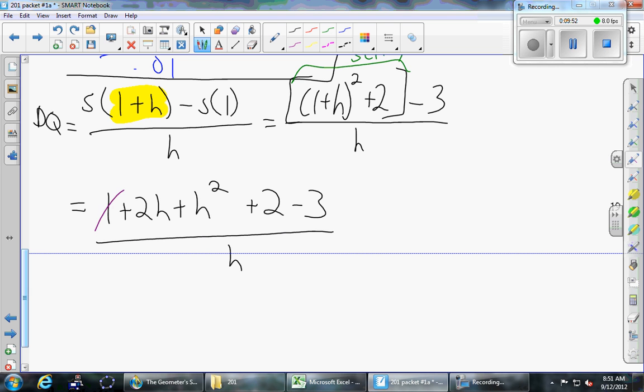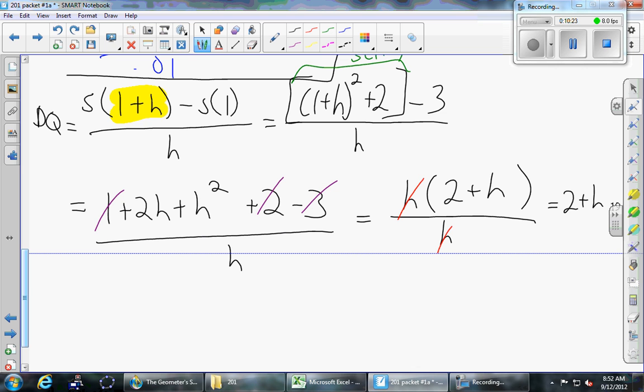And it works. It works as if by magic every time. 1 plus 2 is 3, minus 3. Every term has h. Now that we see h's in every term, we factor it out. What's left? Okay, I'll write 2 plus h, but h plus 2 is good. And then what happens? h is canceled. And so when all is said and done, this difference quotient boils down to 2 plus h.